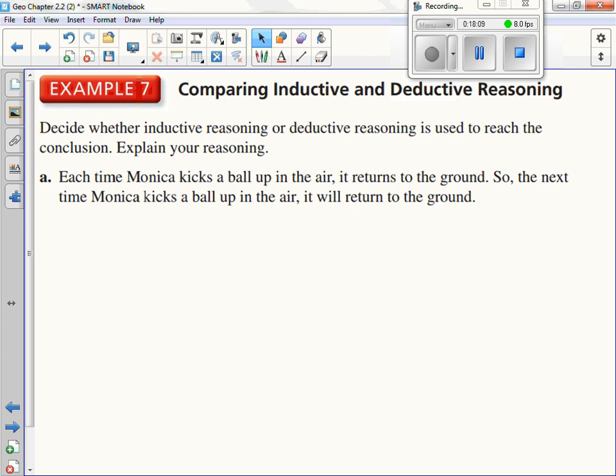Comparing inductive and deductive reasoning. So we're comparing the two. And this is kind of the last few things we'll do here. There's not too many examples because I feel like this is, hopefully y'all are getting this and understanding it. So when we look at this here, decide whether inductive reasoning or deductive reasoning is used to reach the conclusion. Explain, and then we'll explain. Each time Monica kicks a ball up in the air, it returns to the ground. So the next time Monica kicks a ball up into the air, it will return to the ground. Is that inductive or deductive reasoning?